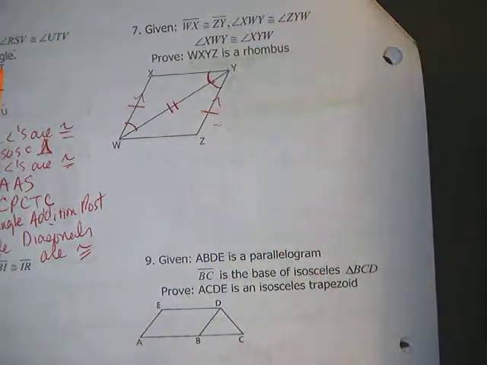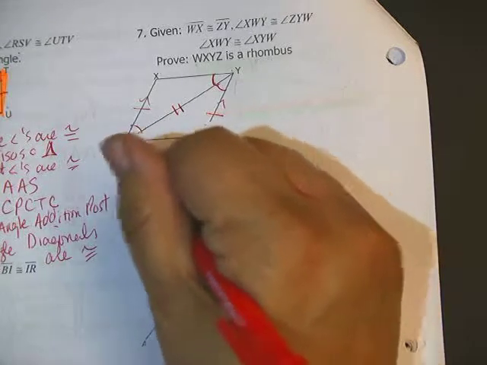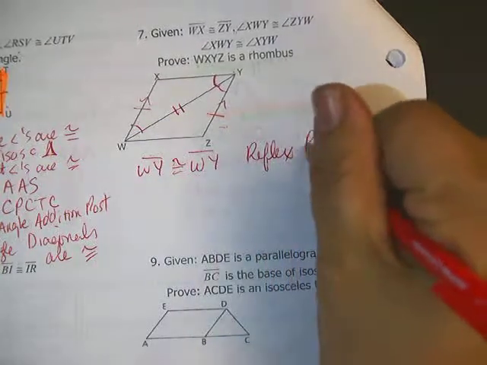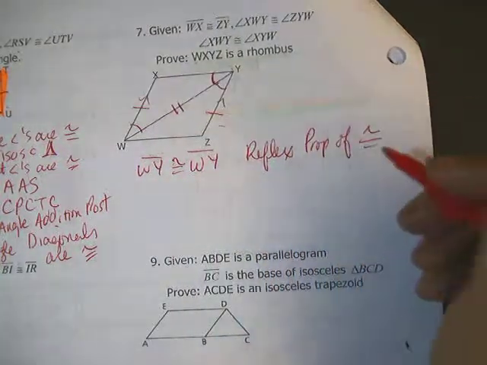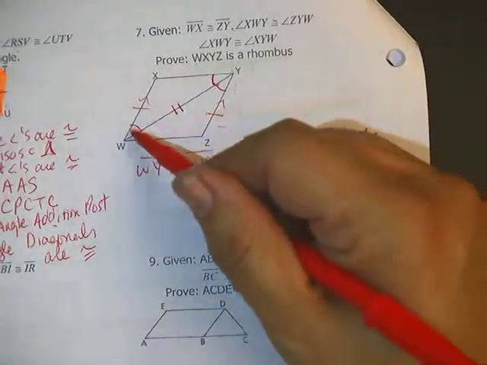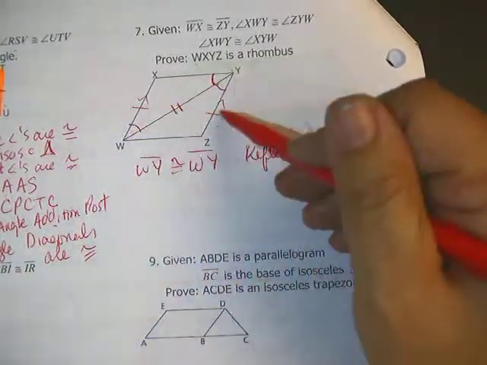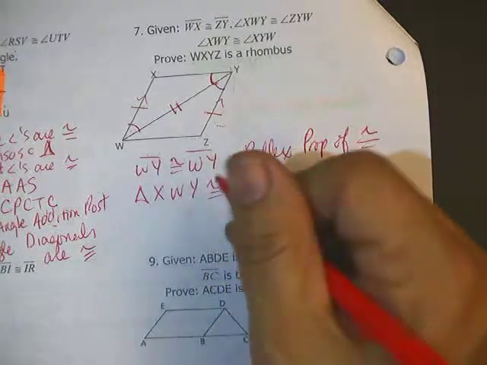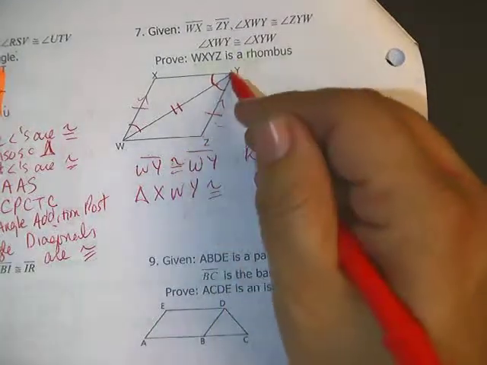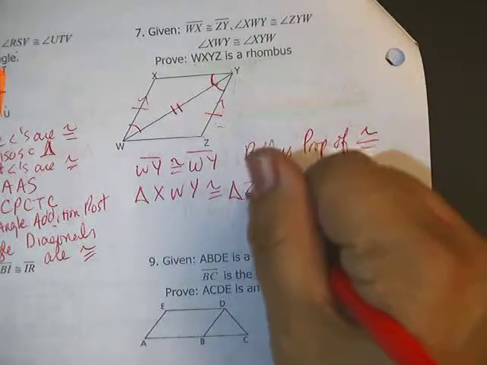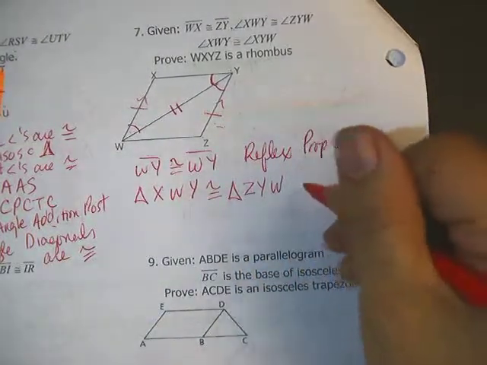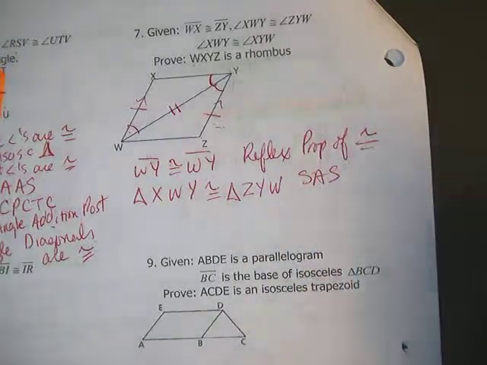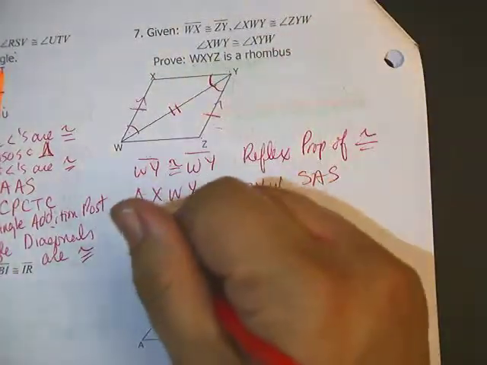Well, I've got two sides congruent, and I can actually get another side congruent to itself by reflexive property. So what I'm going to say is WY is congruent to WY by reflexive property of congruence, right? Everything's congruent to itself. Well, now I can see I have angle, side, oh, side, angle, side. So triangle XWY is congruent to triangle ZYW by side, angle, side.